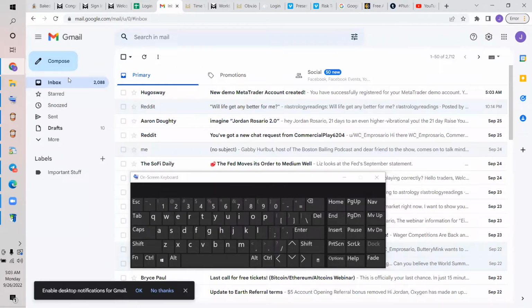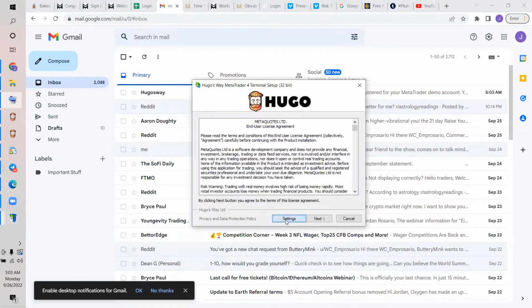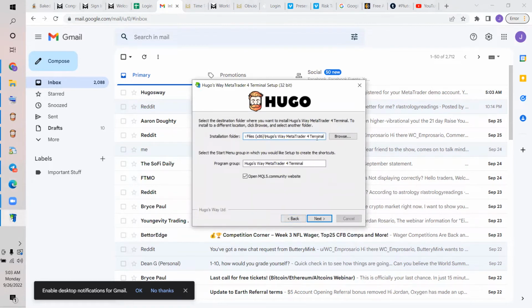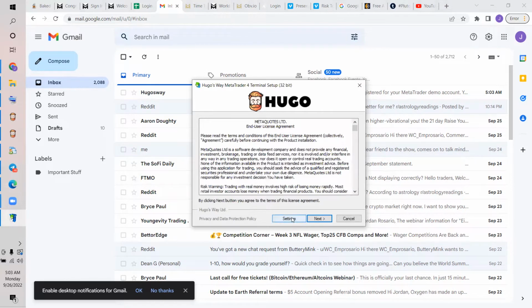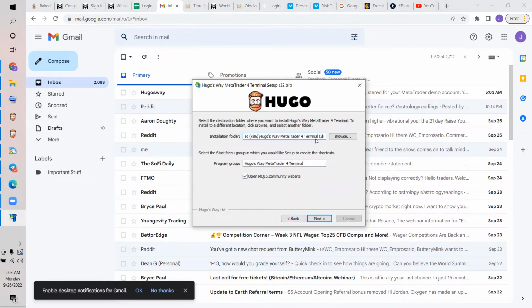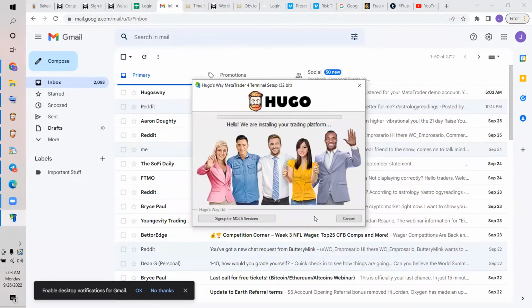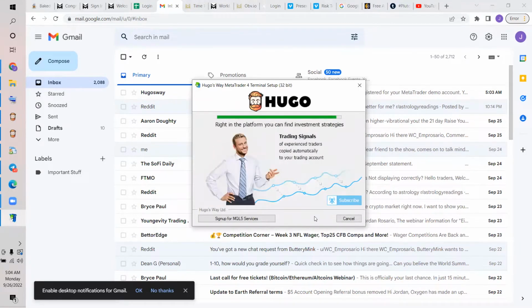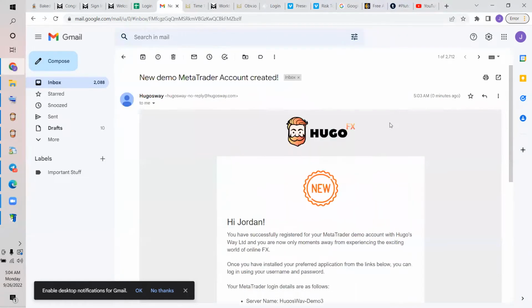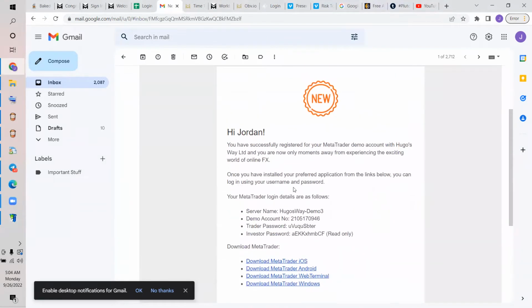So I just got that email for the new demo MetaTrader account created. We'll take a look at that in a bit. First, I'm going to left click on settings and make sure that, because I have a second of these programs, I put that in for my installation folder. Again, all I'm doing is left clicking on settings, then coming over here, going to installation folder, and at the end of this path I'm just putting an open parenthesis, a number 2, and a close parenthesis, clicking on next and getting that installed.